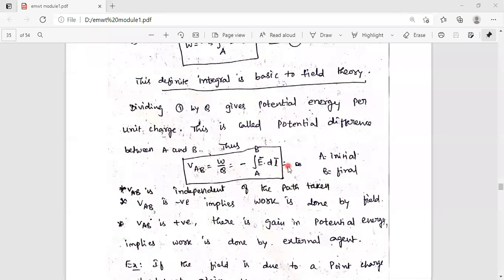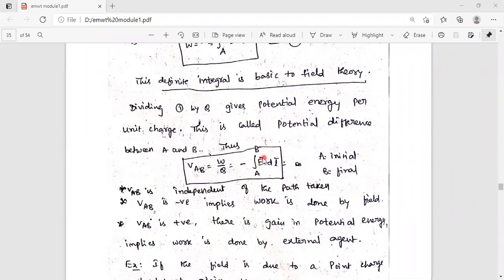If the work is done by some external agent, then here a positive sign will come. If VAB is positive, that represents the work is done by some external agent, not by the field. So the sign indicates whether work is done by the field or by some external agent. But you remember this expression, this is a very important expression. Potential difference VAB is given by minus integral A to B E bar dot DL bar.